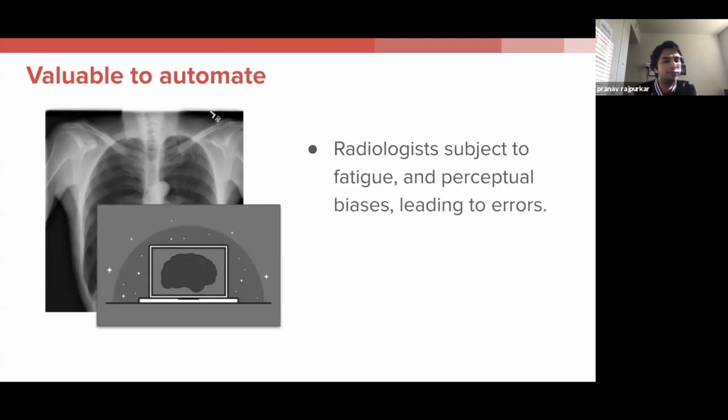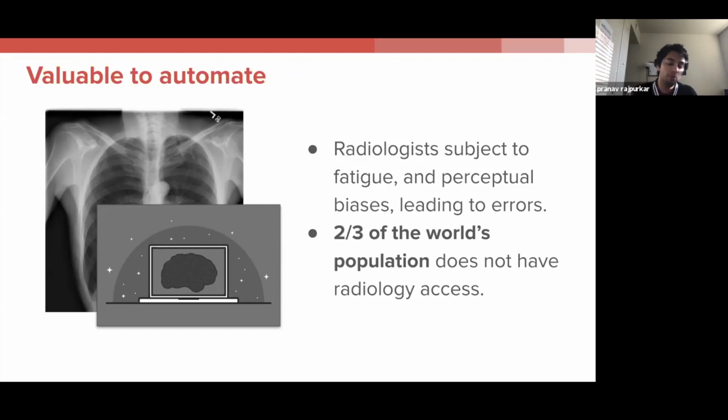Why is that? It's because, one, if you're in a developed country, one of the big problems is that radiologists can make errors while they're interpreting these images just because there are so many to interpret, and radiologists at the end of the day are people, they're subject to fatigue and biases leading to errors, and we can hope to address some of these errors with the introduction of automation. We can make it worse as well, but we'll chat about that further.